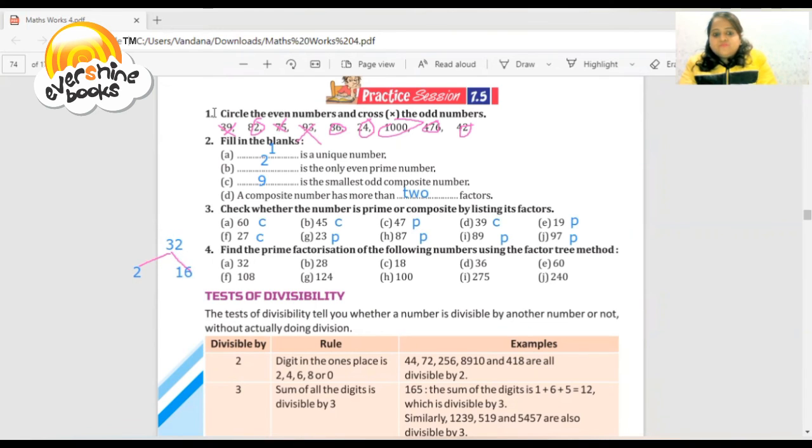Now you have to do the factorization of number 16. So just draw a line like a tree here and do the factorization. Write here number 2 and 8. Okay. And now you have to do the factorization of number 8.